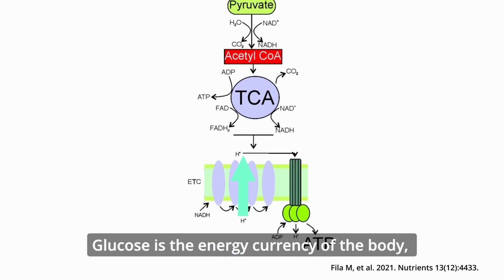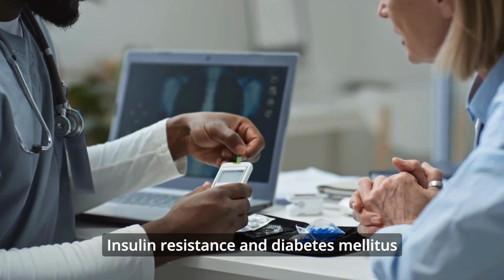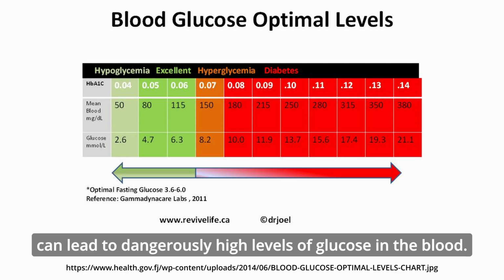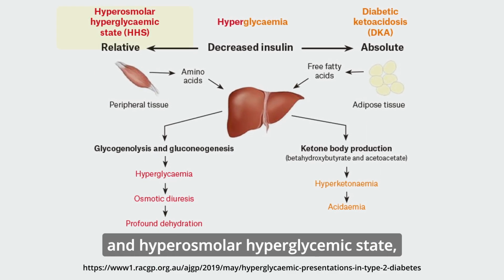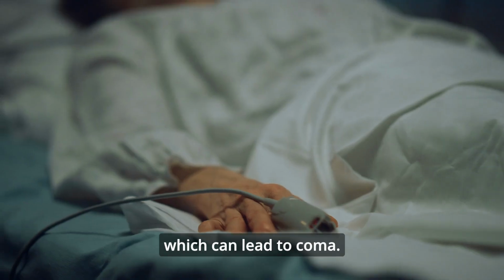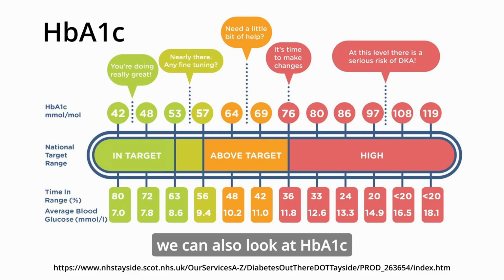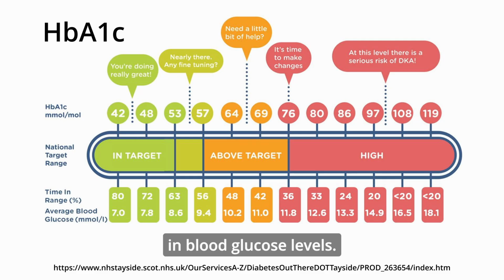Glucose is the energy currency of the body, and the levels rise and fall throughout the day. Insulin resistance and diabetes mellitus can lead to dangerously high levels of glucose in the blood. Hyperglycemia can cause organ damage, and hyperosmolar hyperglycemic state, which can lead to coma. Aside from directly measuring the blood glucose levels, we can also look at HbA1c as a way to measure long-term trends in blood glucose levels.